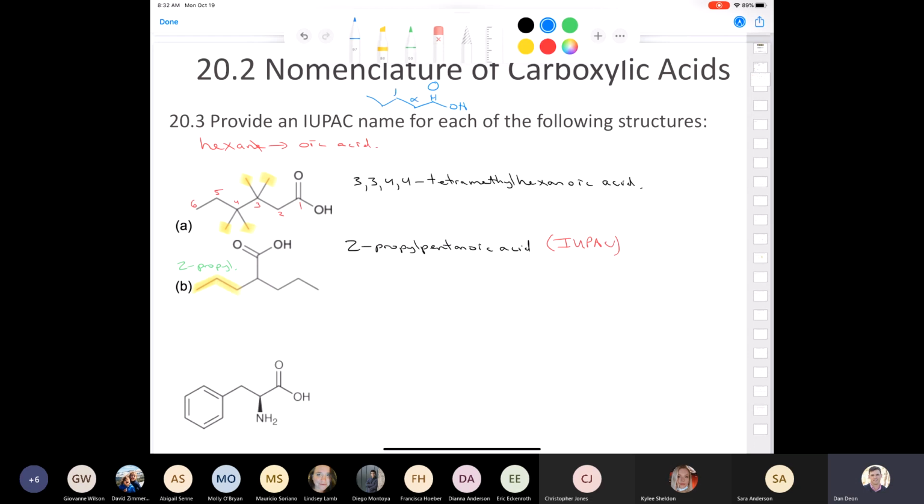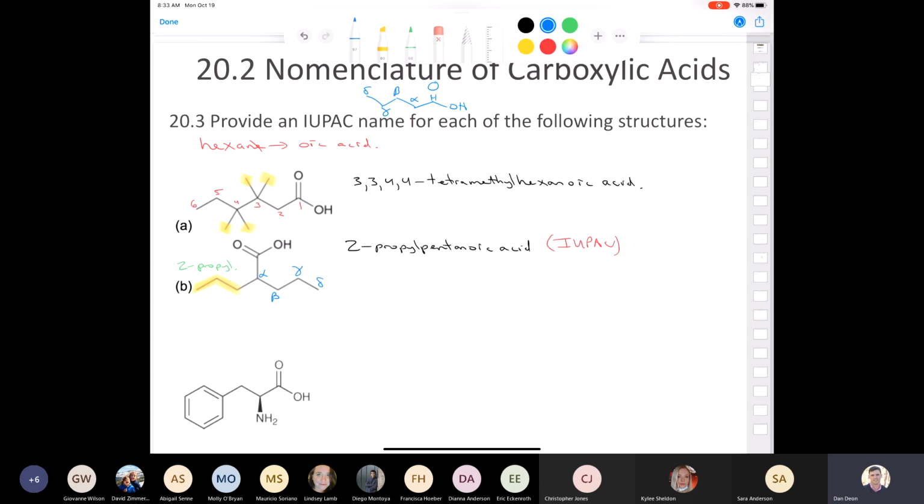So they call this the alpha carbon, the beta carbon, the gamma carbon, and the delta carbon, like this. So instead of calling this 2-propyl valeric acid, they'll actually call it alpha, beta, gamma, and delta. So they'll call it alpha propyl valeric acid.